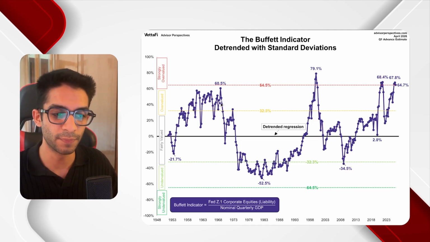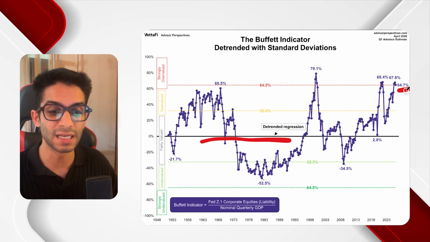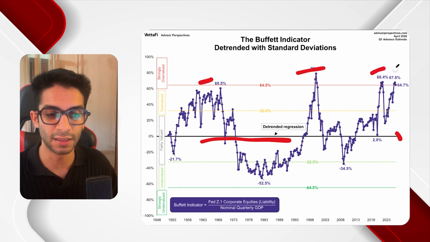So this ratio is going above and below the detrended regression center line. The regression center line is the mean of this trend, and currently we are seeing that we are 64.7% above the detrended regression mean. And in the past, every time this has happened, we have seen a pullback and a period of underperformance in the US markets.